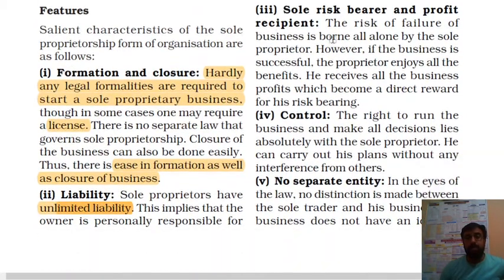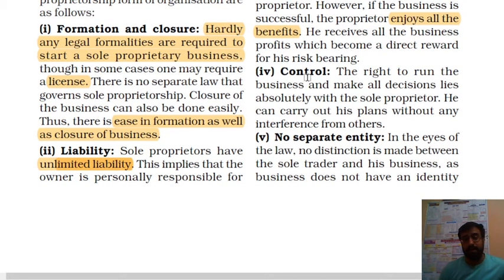Now, third, sole risk bearer and profit recipient. Very simple point. He is the only person who bears all the risk and takes all the profit. It means every amount of profit which he has in the business, he enjoys all the benefit himself. It means he doesn't have to share any profit with any other person. Control means the right to take decisions. So if he is the only single owner, then all the right to take decisions lies with him. There is no one who will interrupt or interfere in the decision making of the sole proprietorship firm.